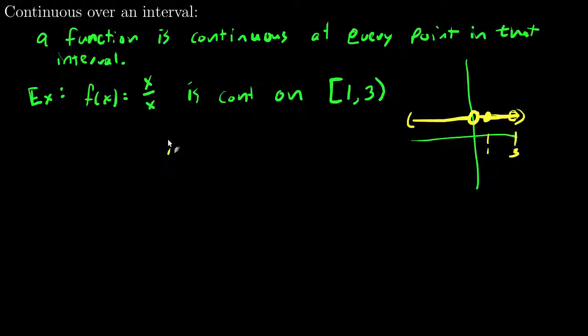This is not continuous on the interval -1 to 1 because it has this break in the graph at 0.